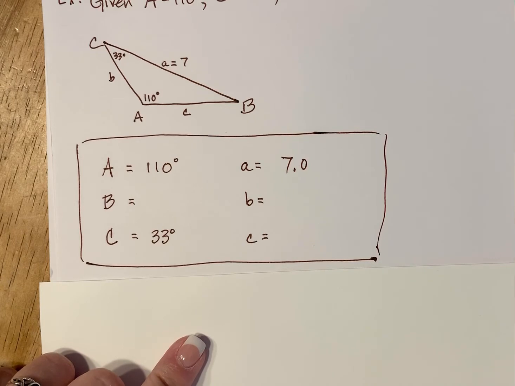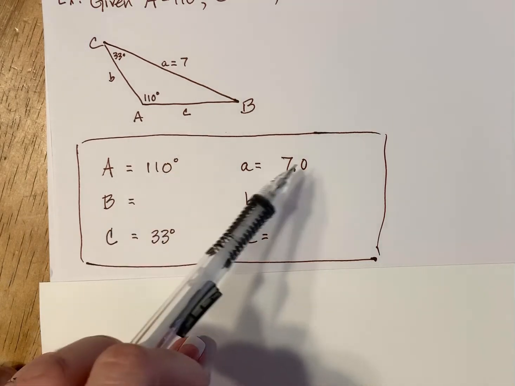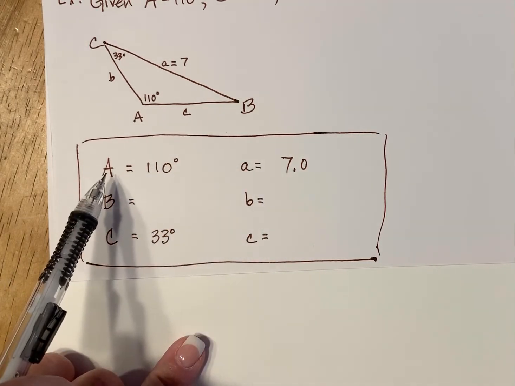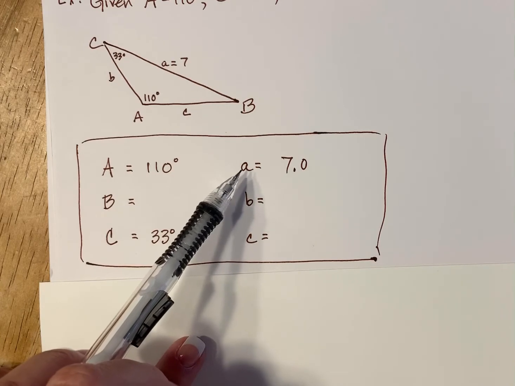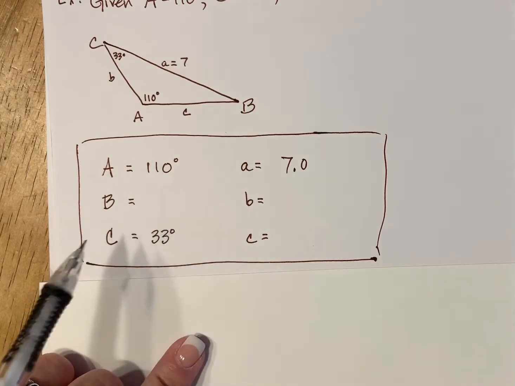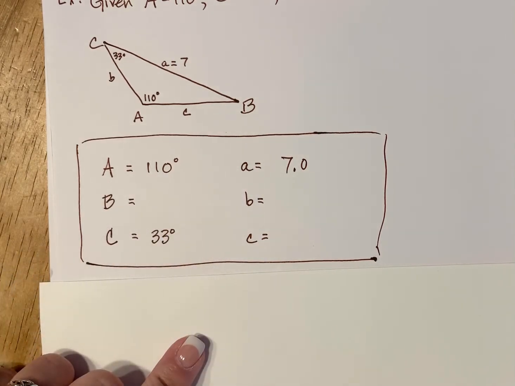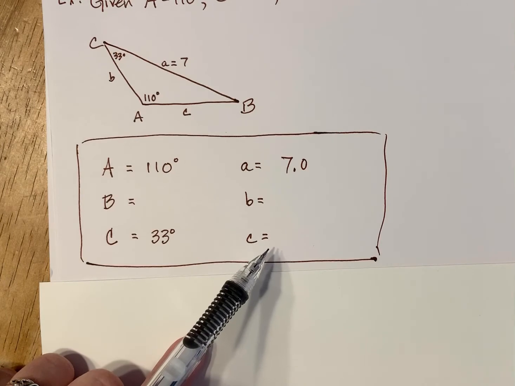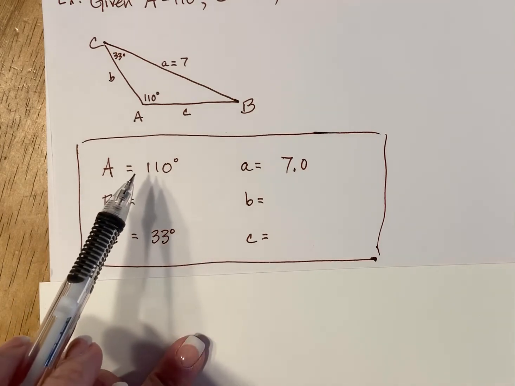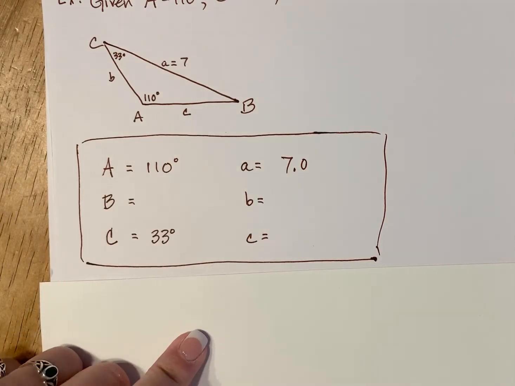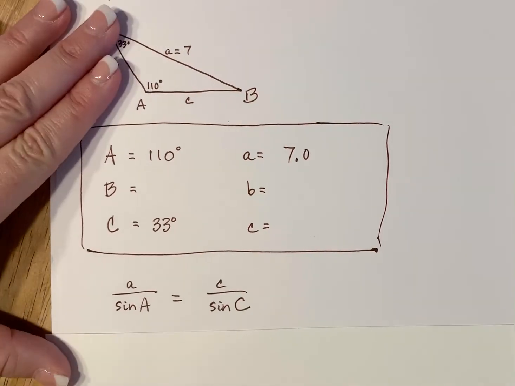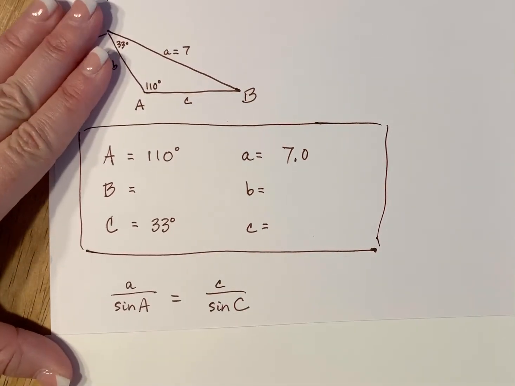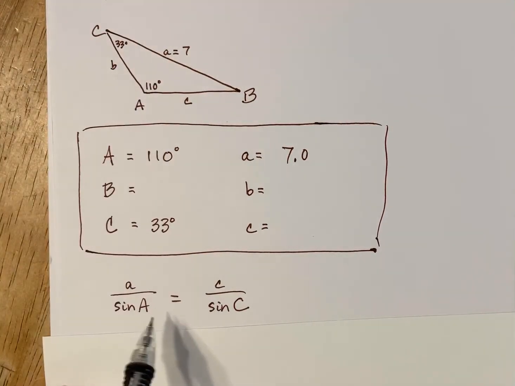All right, now if you look at this, you can see that you have a nice pair here. You have the measure of angle A and you have the side opposite. And that is a signal that you can use the law of sines. We have angle C, but we don't have its opposite side. So we should work with A and C to get started. So here would be the two ratios that we would use: a divided by the sine of angle A equals c divided by the sine of angle C.